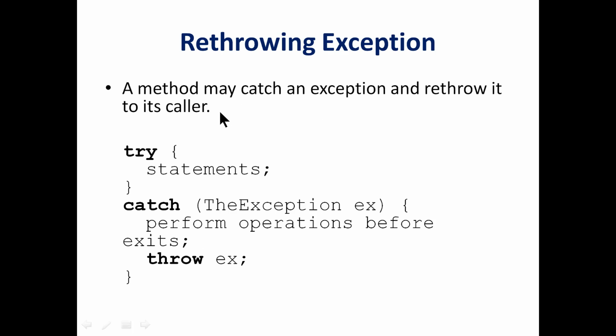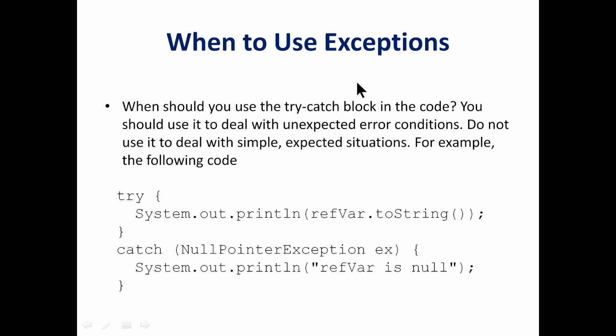For example, rethrowing an exception: a method may catch an exception and rethrow it. For example, in try you are trying a statement, and then you can catch the exception and perform operations before exit and throw; you can throw this exception object again. All right. So that means you are catching an exception and throwing it again. You can do that.